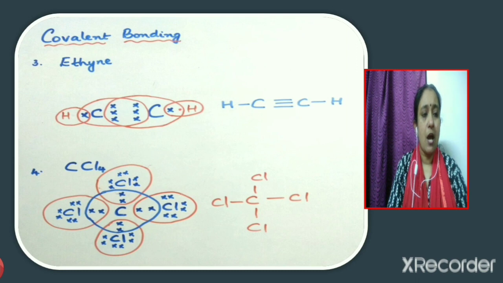Now consider carbon tetrachloride. You can show carbon at the center and arrange the 4 electrons in such a way that each of the electrons should be facing each of the chlorine atoms. And each chlorine atom has 7 valence electrons. A pair of electrons is shared between carbon and each chlorine atom. So that is how we get a single bond between carbon and each chlorine atom. So this is how you can draw the electron dot structure.